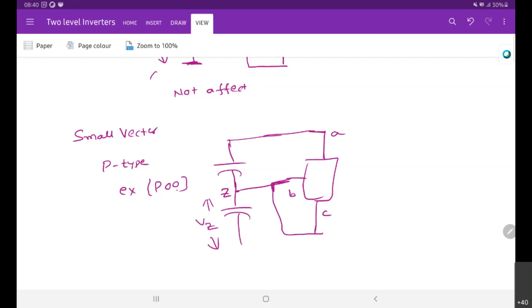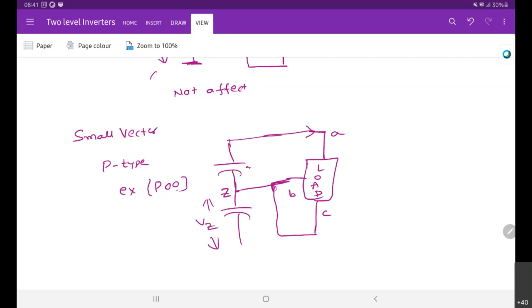Okay, so now the load is connected, and the load is feeding from these DC sources or these capacitors, right? So how is the neutral point affected? This capacitor is feeding this load, right? That means the top one is feeding the load and the bottom one is not connected. So whether the top capacitor is charging or discharging all depends on the load current direction.